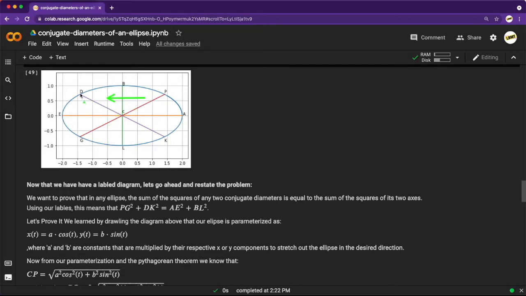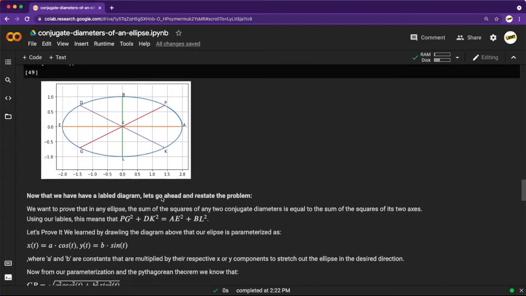And what we're trying to prove is that if we take the square of the length of dk and add it to the square of the length of pg, it will be equal to the length of bl squared plus ae squared. So that's a bit of a mouthful, but let's start at the top and go ahead and prove this out.